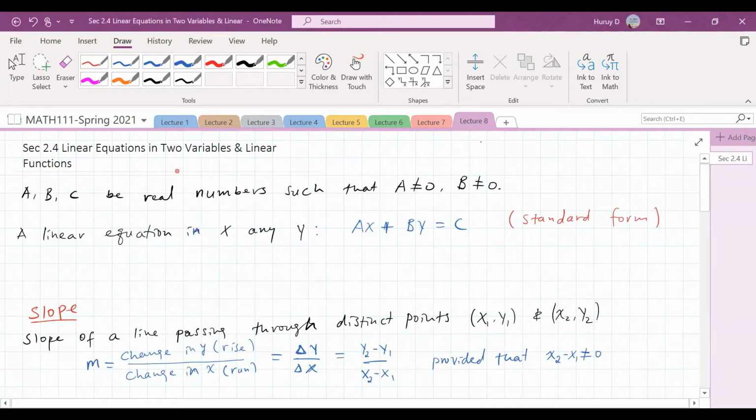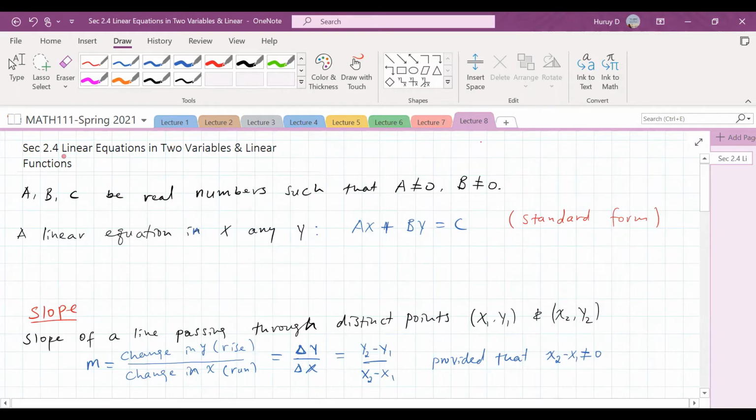Welcome back to lecture 8. So in our last lecture, lecture 7, we learned about relations and functions, and we have seen the difference between a relation and a function, and we learned when a relation becomes a function. Okay, what does it have to satisfy in order to be a function, and how do we check whether it's a function or not? For example, graphically, we have the vertical line test.